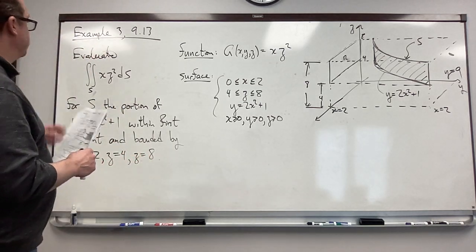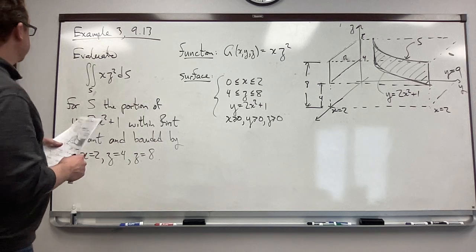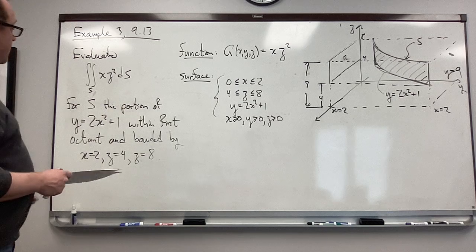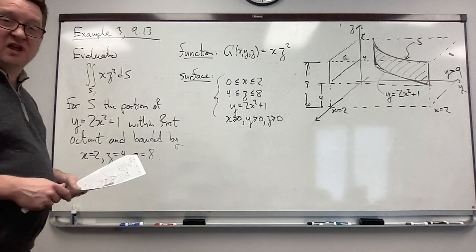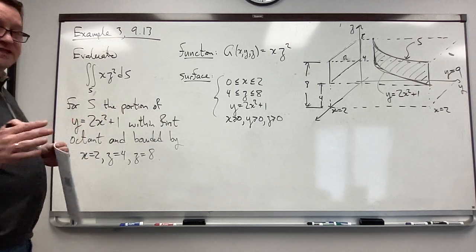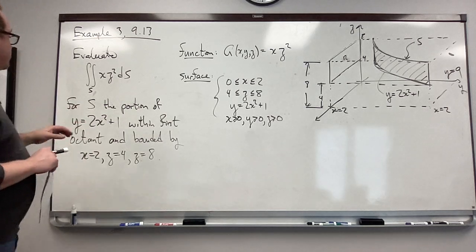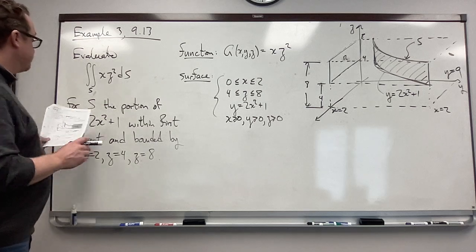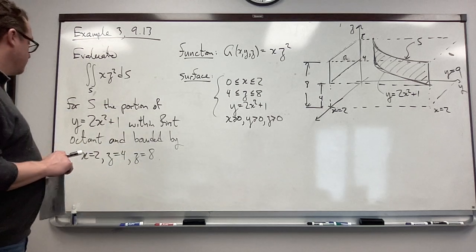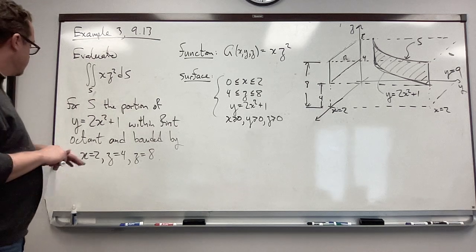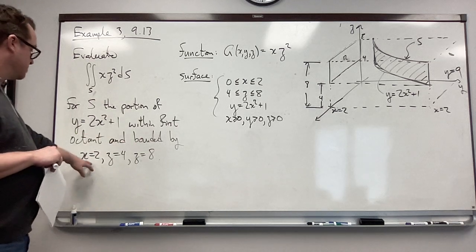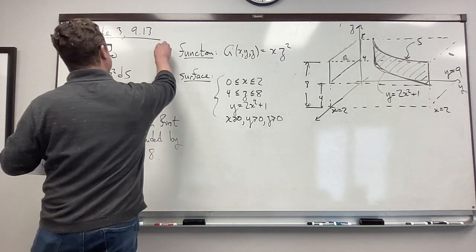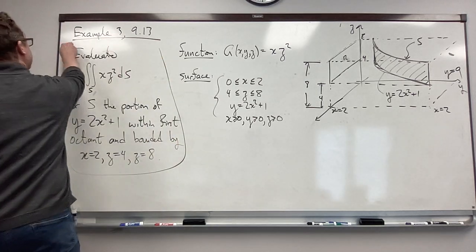The way the problem would be formed is this: evaluate this integral, the double integral over S of xz squared dS. The S's indicate this is a surface integral, otherwise you'd be told that in the problem, but you have to have some context. For S being the surface, which also indicates surface integration. So S is the portion of y equals 2x squared plus 1 within the first octant and bounded by x equals 2, z equals 4, and z equals 8. That would be what the problem would say. Just that part. That's the problem statement.